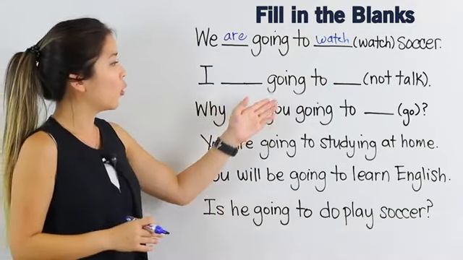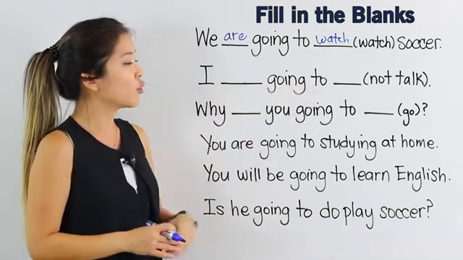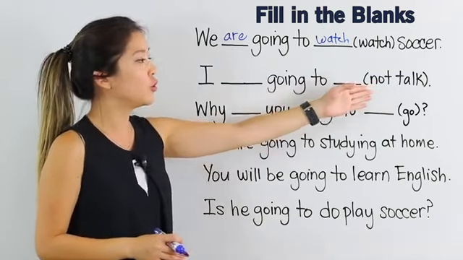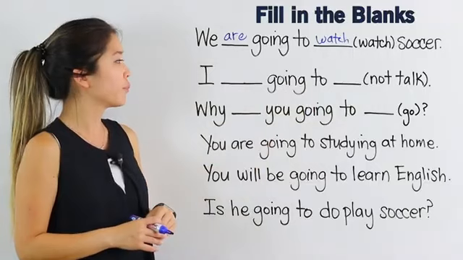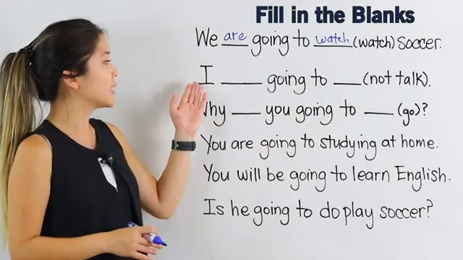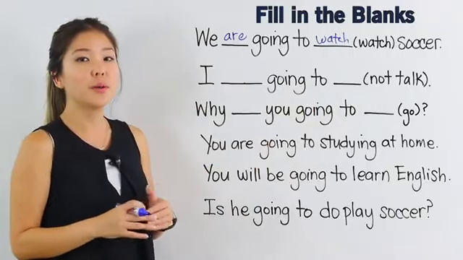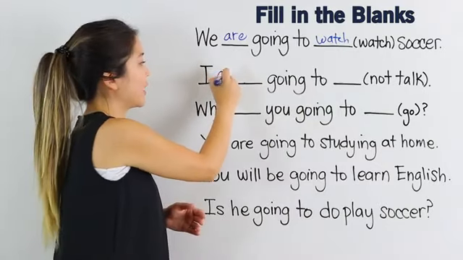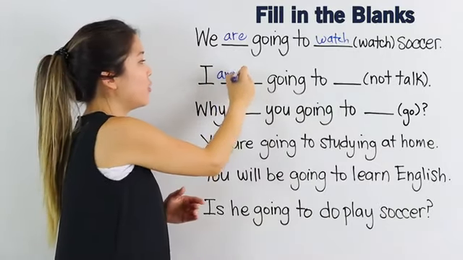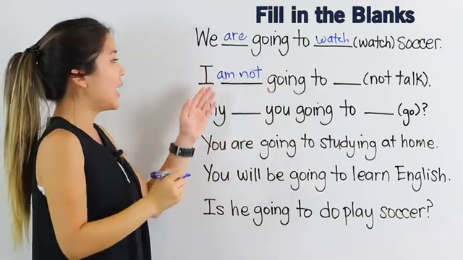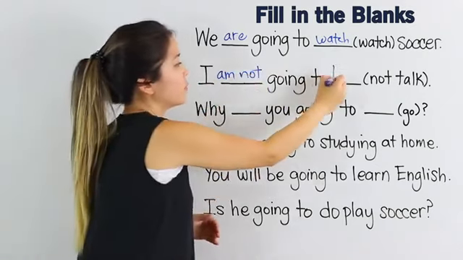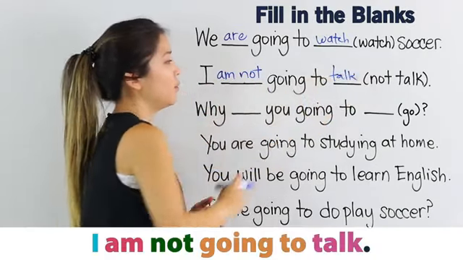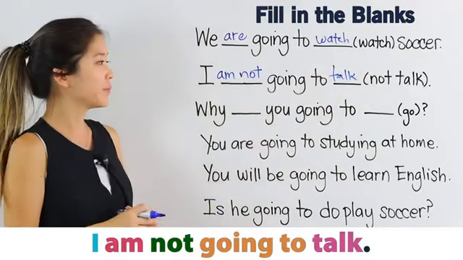I blank going to blank. The verb is talk, and I want you to use the negative form. In this case, the subject is I, and so I use the be verb am. I am, and then we need not. I am not going to, then the base verb, talk.